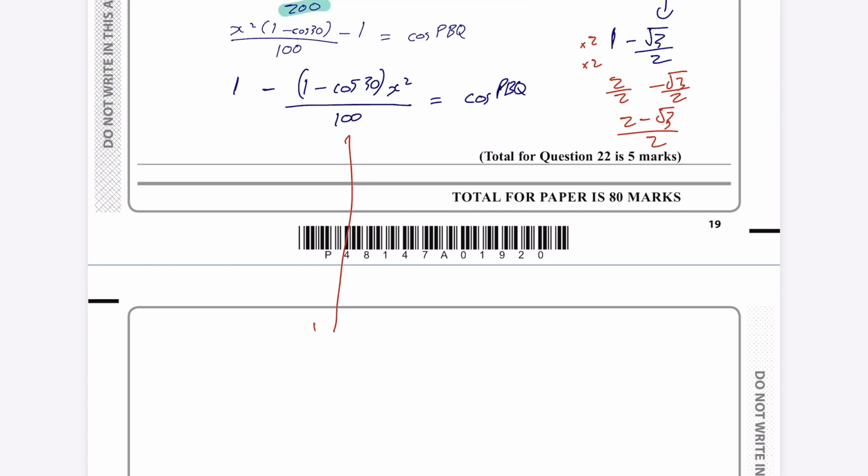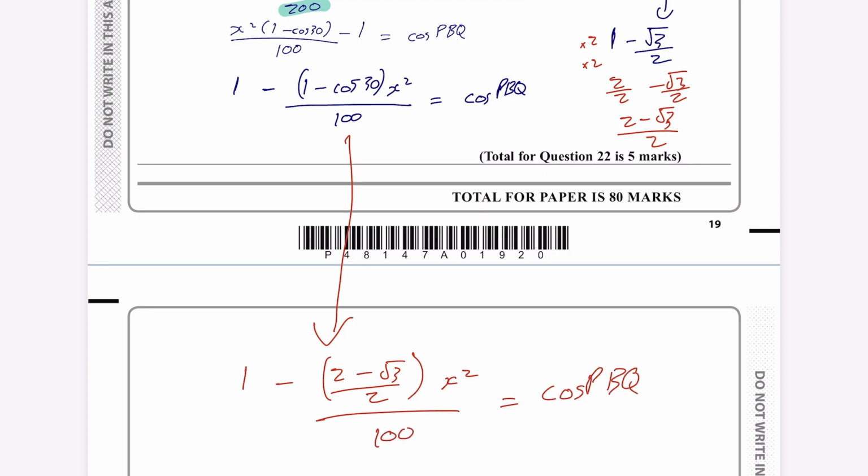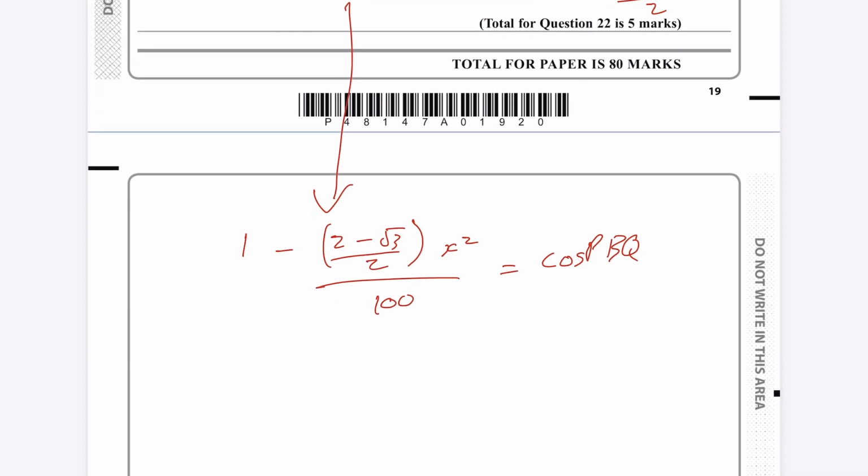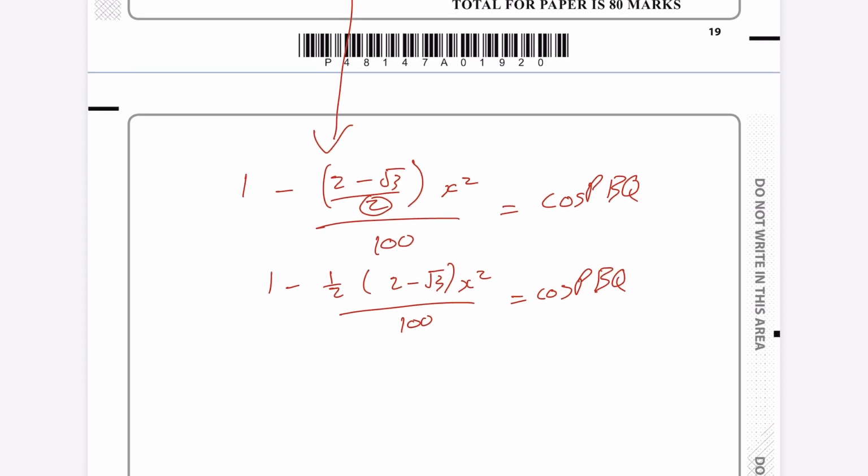So what I'm now going to do is move down here. So actually this becomes 1 minus 2 minus root 3 over 2 x squared all over 100 is equal to cos PBQ. And where I made a mistake was, I forgot this 2, so this 2 can now come out, so that becomes 1 bracket, a half, 2 minus root 3 x squared all over 100 is equal to cos PBQ, and if you do a half and 100, that becomes 1 bracket, 2 minus root 3 all over 200 x squared is equal to cos PBQ.